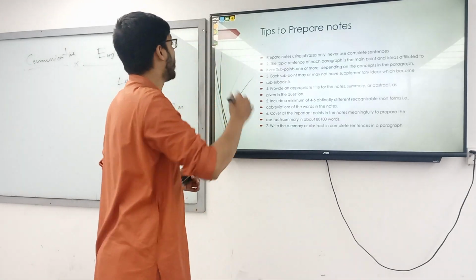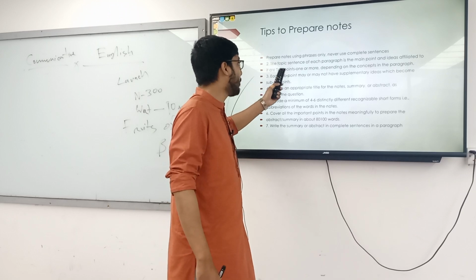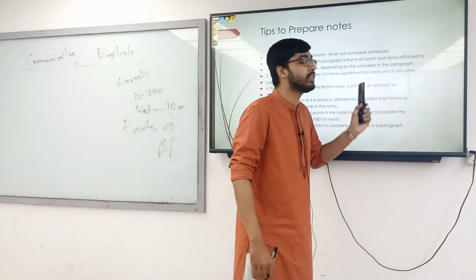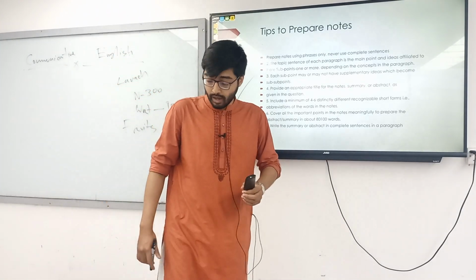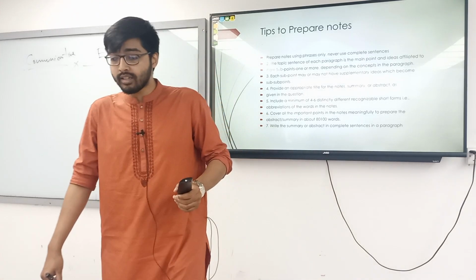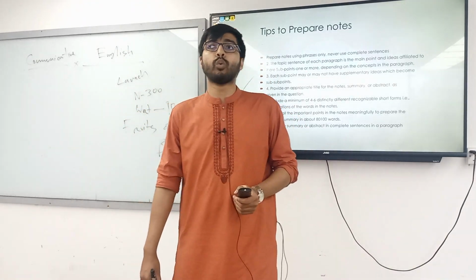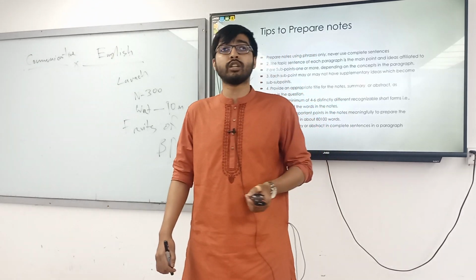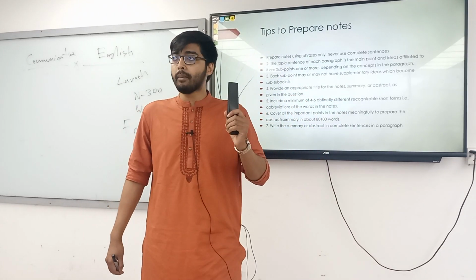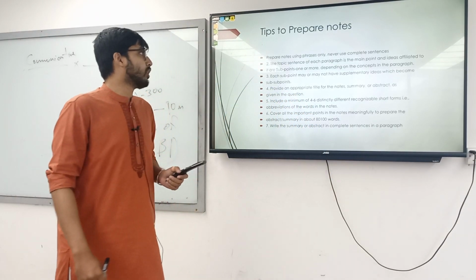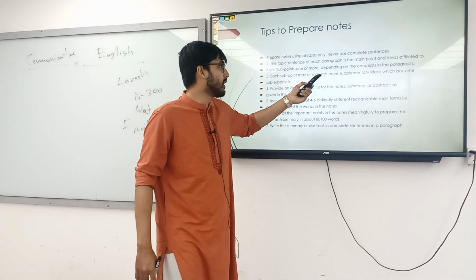Okay. So now number 2: the topic sentence of each paragraph is the main point, and ideas affiliated to it are subpoints, one or more, depending on the concepts in the paragraph. Just think about that. Do you guys know about topic sentences? The topic sentence is the sentence of one paragraph which controls the whole idea of that particular paragraph. That means the topic sentence is the main idea provider of that paragraph. Understood? Yes, sir. Great. So basically, the topic sentence of each paragraph is the main point, and subpoints are one or more depending on the concept of the paragraph.